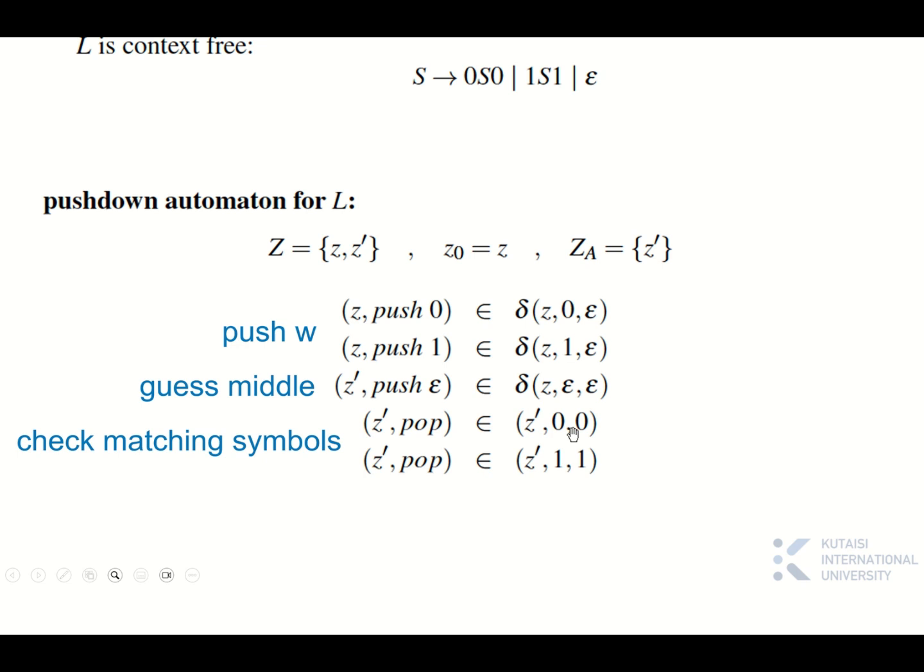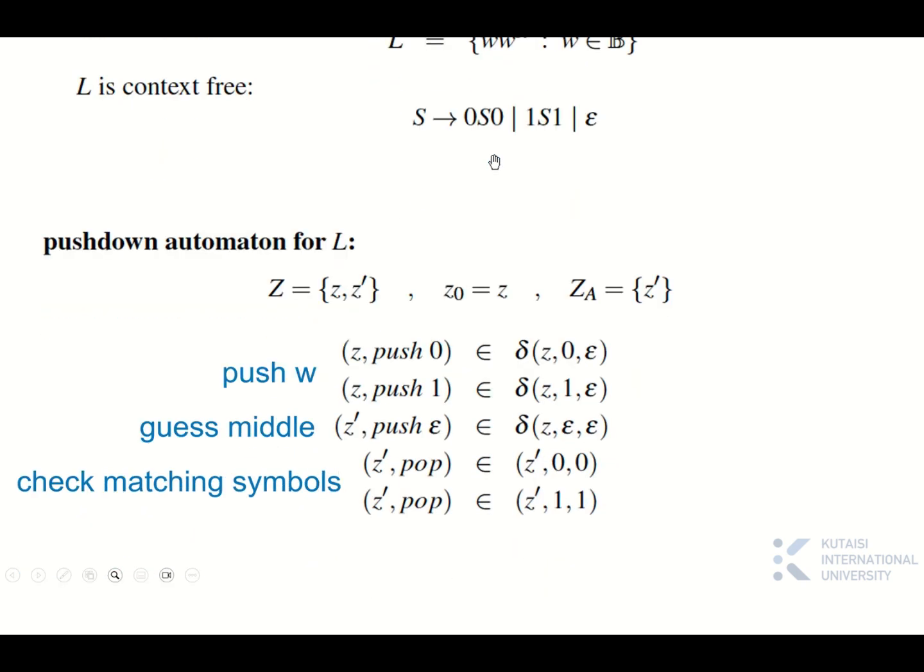So if I see zeros on both, I pop. If I see ones on both, I pop. And of course, the only possible configuration that will lead me to an accepting state will be the strings of this language.